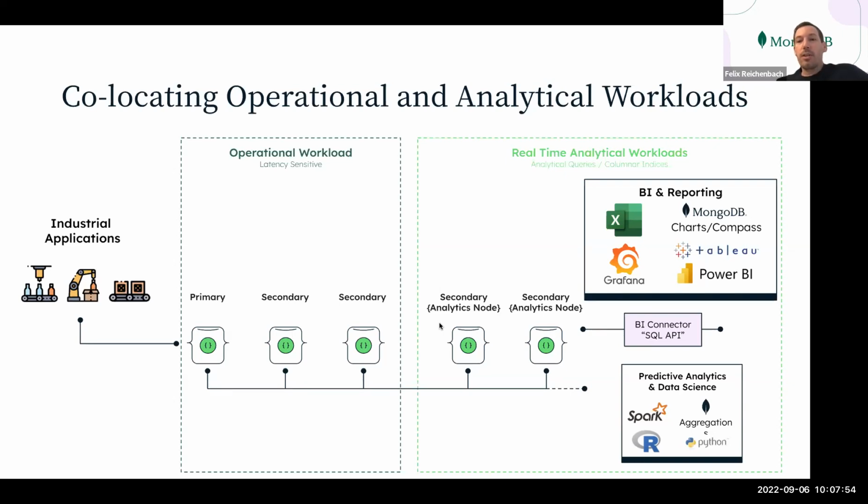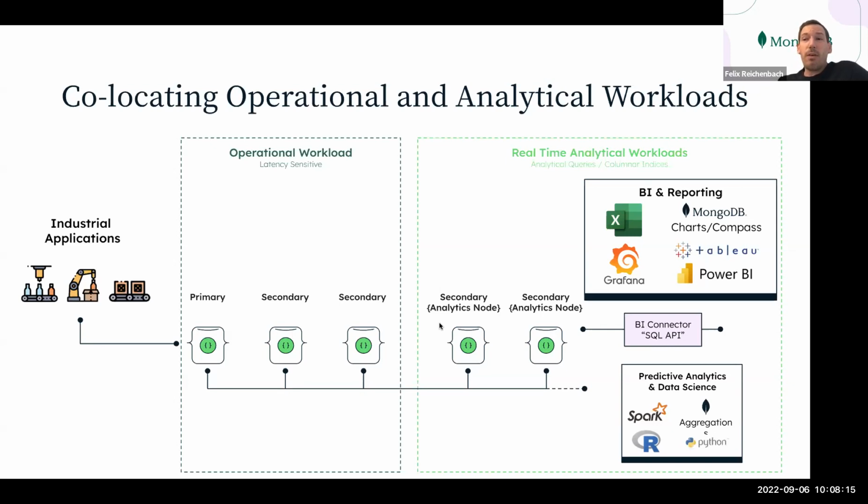Now, these real-time analytical nodes usually have different query patterns. So OLTP is literally querying distinct documents, whereas BI or analytical workloads are more about, give me, I don't know, the average of a distinct attribute. And these workload patterns also benefit a lot from different indices.